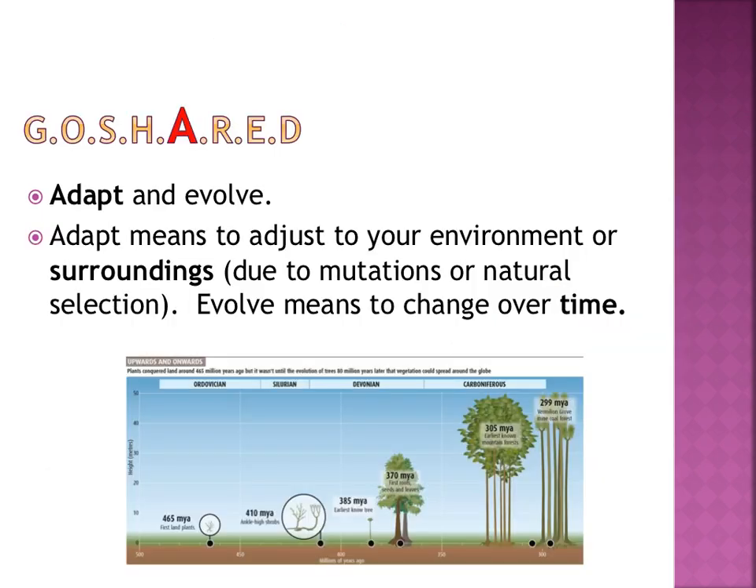The A stands for to adapt and evolve. Adapt means to adjust to your environment or surroundings. Evolve means to change over time. So we will have a whole evolution unit later on in the school year that we will focus more on this topic. Adaptations are the result of evolution. It can be due to a gene mutating or changes just by accident. Some examples of a species exhibiting adaptation are their color, patterns, and body shape.